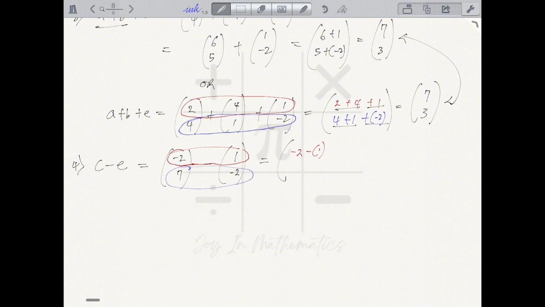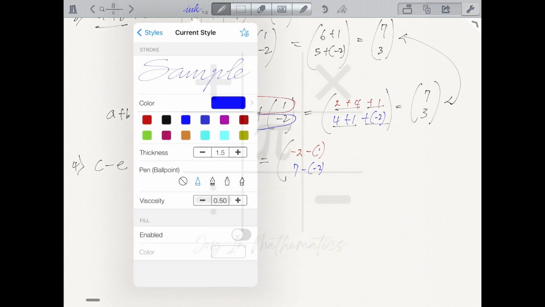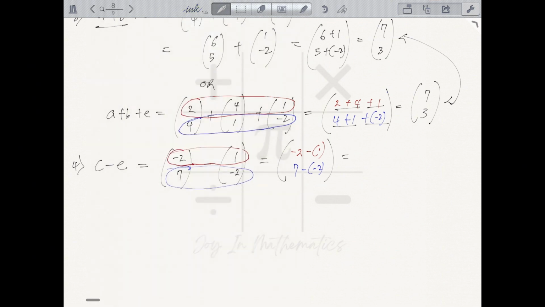It should be 7 minus -2. So let's resolve now. This will give us -2 minus 1, and this will give us 7 plus 2. So -2 minus 1 will give us -3. 7 plus 2 will give us 9. So we have C minus E to give us (-3, 9).